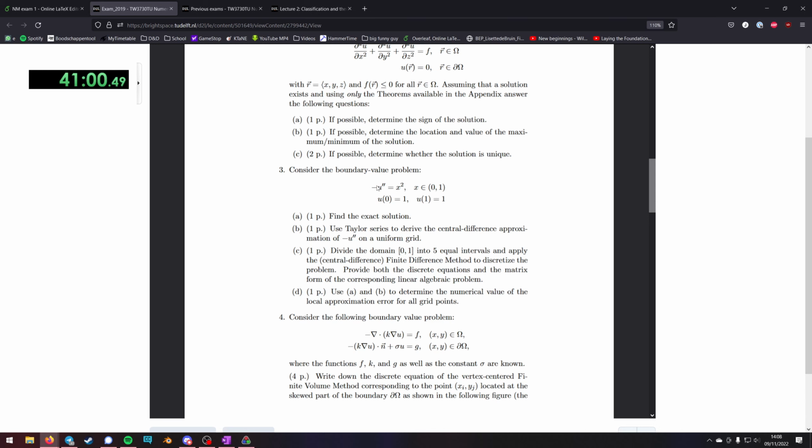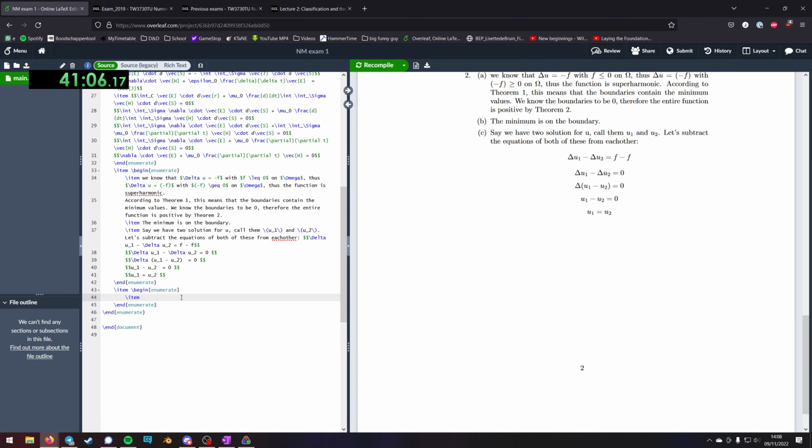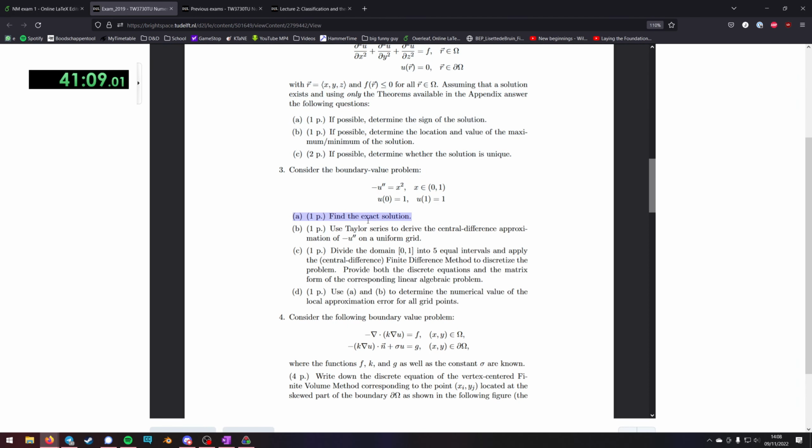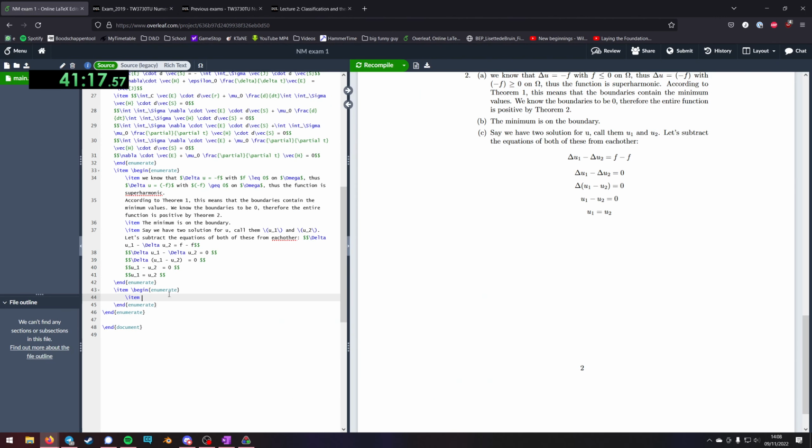Okay. Consider this boundary value problem. Find the exact solution of it. I mean, here I would literally just start doing algebra. Yeah, me too. So we know that the integral of negative u double prime equals x squared. Therefore, we know that negative u prime is the integral over dx.